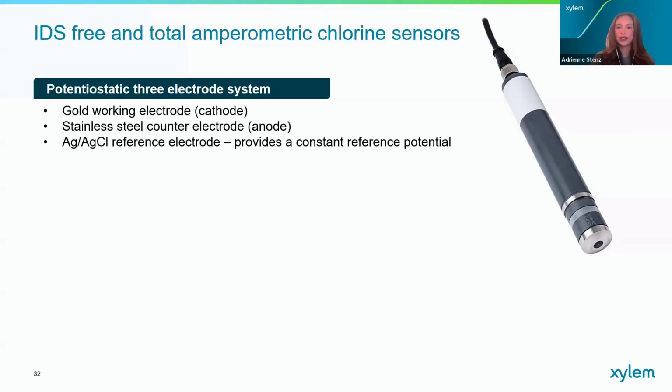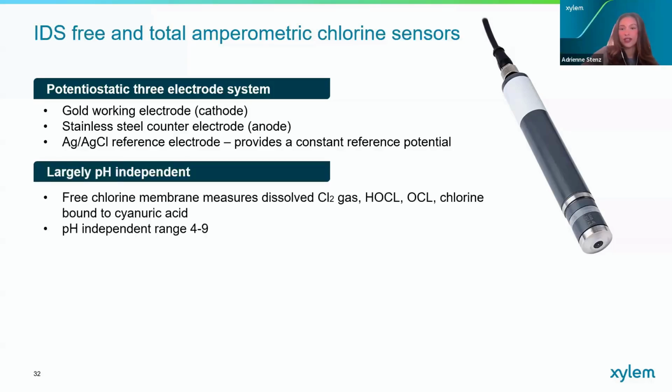In traditional two-electrode amperometric sensors, the counter electrode also acts as a reference electrode, but this gives it the potential to drift over time. This three-electrode design separates the functions of the counter electrode and the reference electrode, which results in a more stable reference potential and less drift, as well as higher accuracy and sensitivity at low chlorine levels.